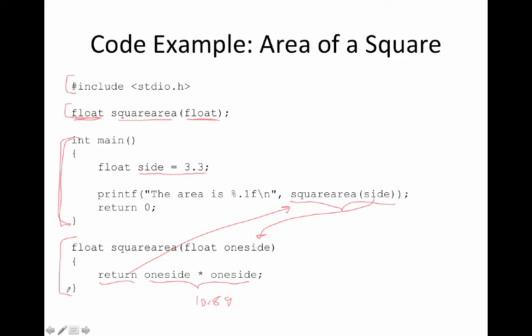All it needs to do is just return the result of the expression one side squared, or one side times itself. So in this case we only have the return statement, but we can certainly have functions that would have a lot of other statements in the body that culminate in returning the value. And again, the type here is the type of value that the function returns, which in this case is a float.